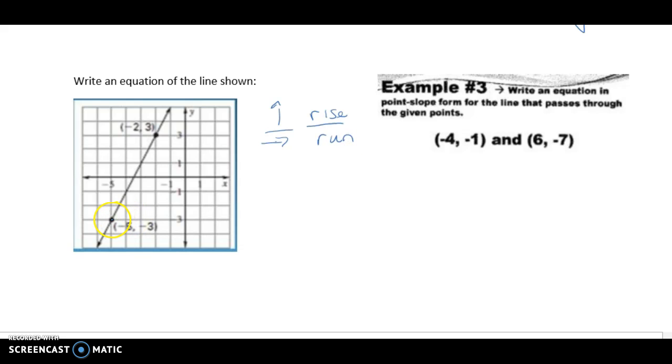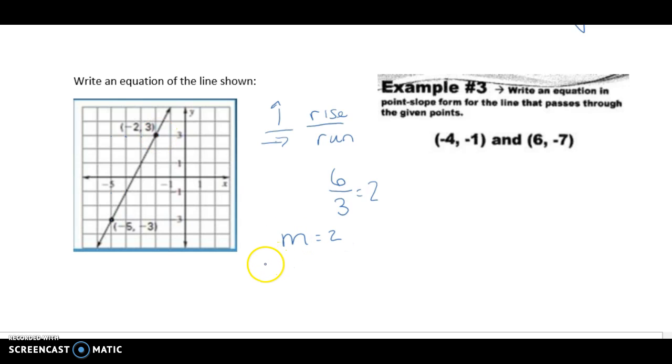Okay, so from this point we're going to see how many we went up. 1, 2, 3, 4, 5, 6. I went up 6 and then I went over 1, 2, 3. When I reduce that down, that's a 2, which must mean that I should be able to go up 2 and over 1. So up 2 over 1, up 2 over 1, that one does work. So my m is 2.